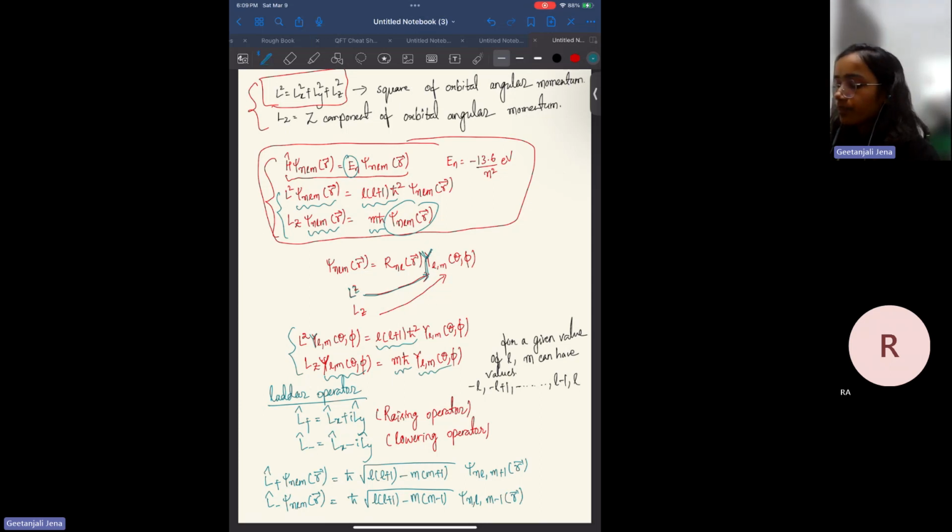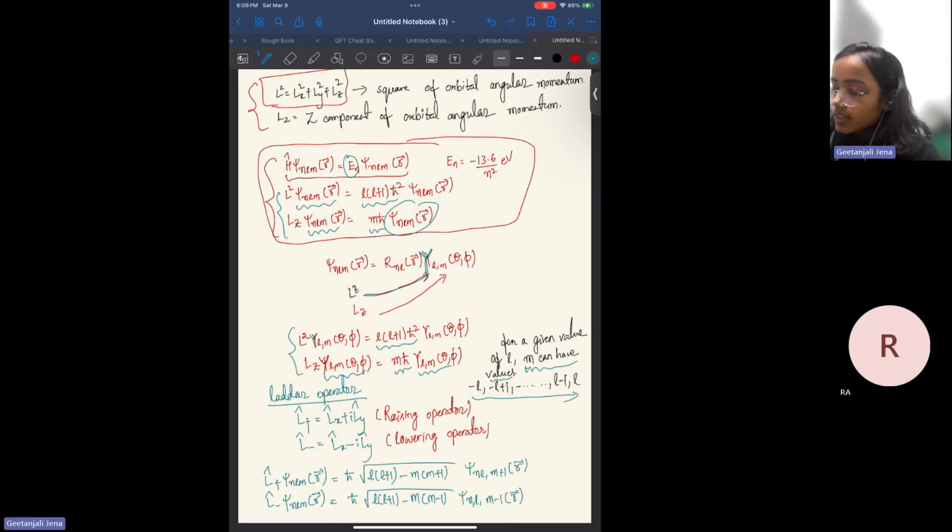Y_LM(theta, phi). So you see three different kinds of quantum numbers. One is N, one is L, and the third one is M. The value of M we get from L. By solving the quantum mechanics equation, you see that for a given value of L, the value of M ranges from minus L to plus L in steps of 1.